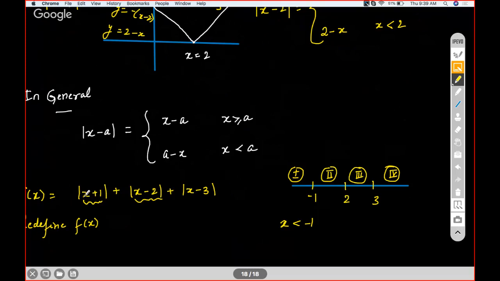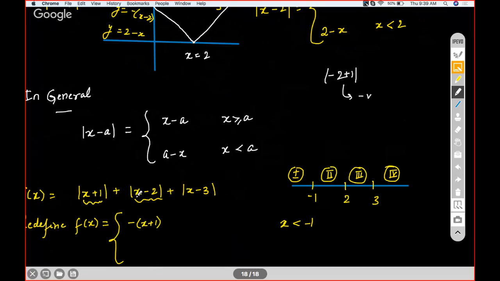This will behave as negative of x plus 1. Whenever x is less than minus 1, it'll be negative of x plus 1. The best way to figure that out is to choose any value less than minus 1, let's say minus 2. So what is mod of minus 2 plus 1? If this is a negative quantity, just put the answer as negative of x plus 1. That's the best way to solve this problem in a faster way.